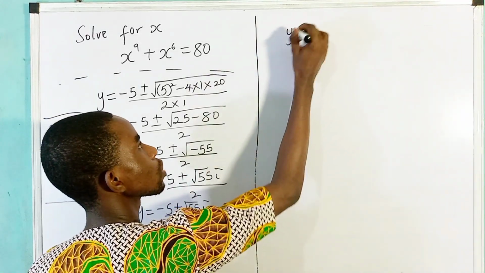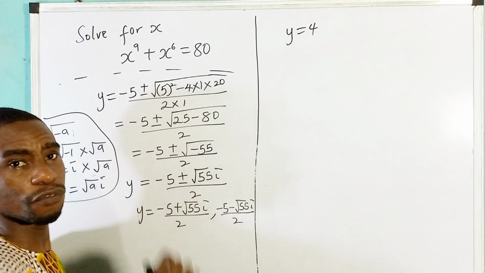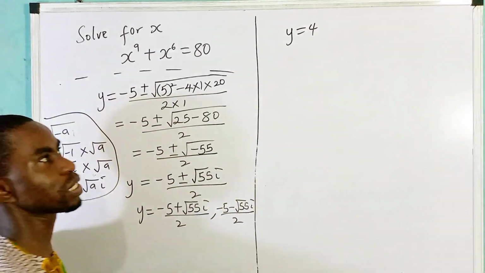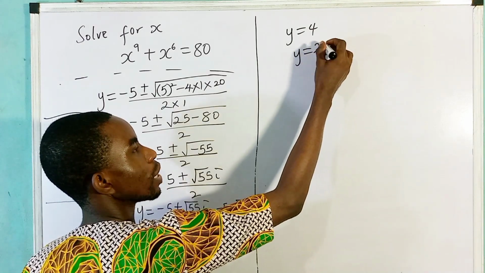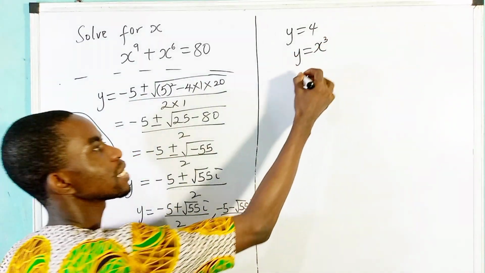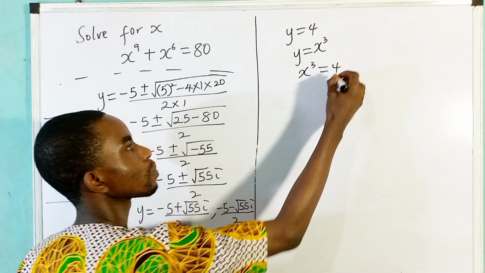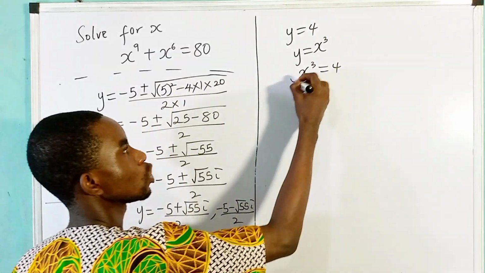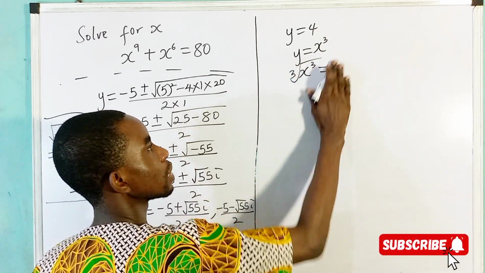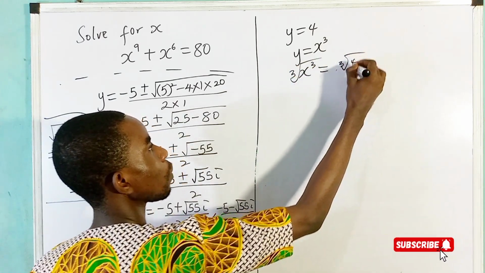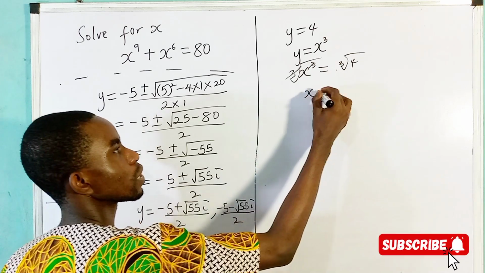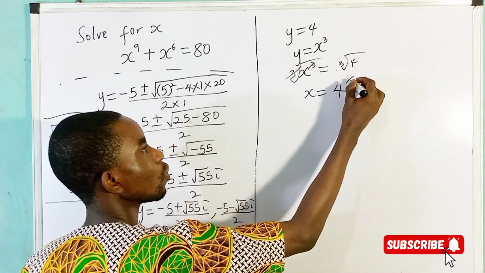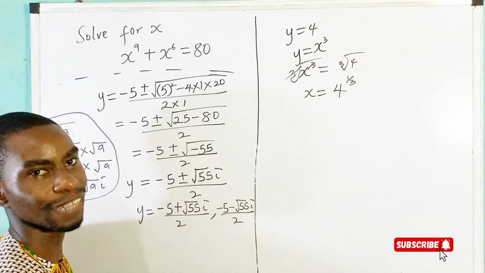So remember, y was equal to 4. And from our initial substitution, we said y should be equal to x cubed. So it means that x cubed is equal to 4. And to get the value of x, you take the cube root of both sides. The cube root of this side and also the cube root of 4. So x will be equal to 4 to the power of 1 over 3. That is the final answer.